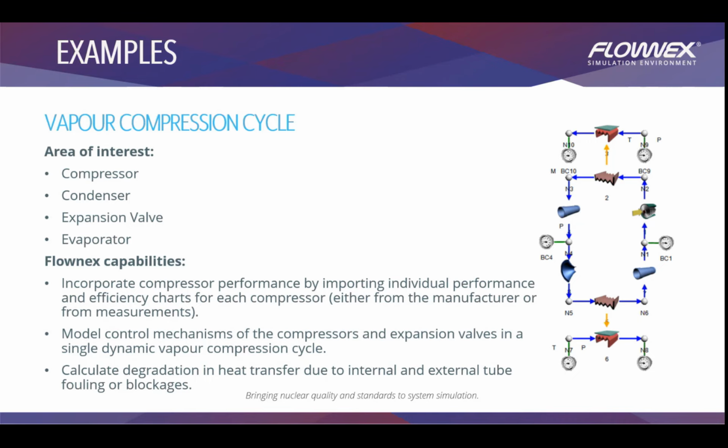So the areas of interest would be the compressor, condenser, expansion valves, and evaporators as well. The Flownex capabilities include incorporating compressor performance by importing individual performance and efficiency charts for each compressor, either from the manufacturer or from measurements that we get. You'll also be able to model control mechanisms of the compressors and expansion valves in single dynamic vapor compression cycles, using the Flownex capabilities as well.